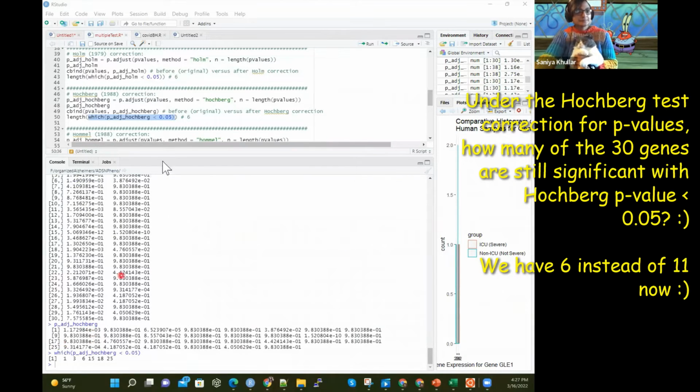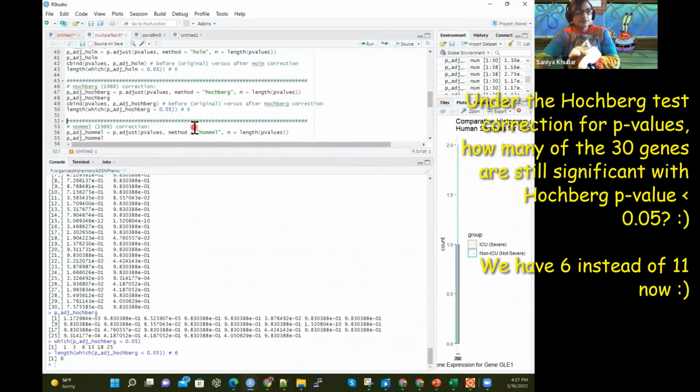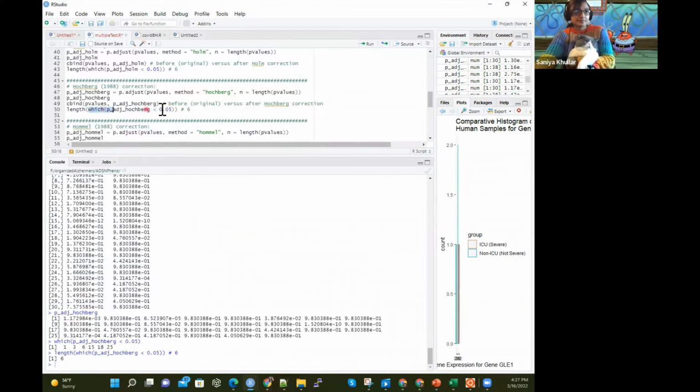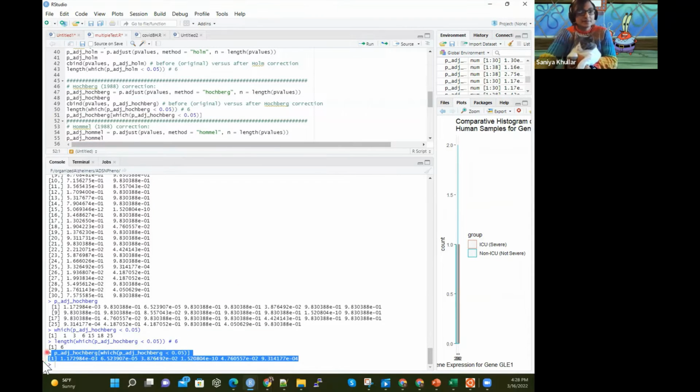So basically, I'll now take the length of this. I'm going to find that this was 6. So similarly, there are 6 of these that are less than 5% after the Hochberg. So instead of 11, there are 6 significant genes in our situation, 6 significant p-values. And then I can always find those p-values here. I can always do Hochberg, I can put in these indices, and these are the corresponding p-values.